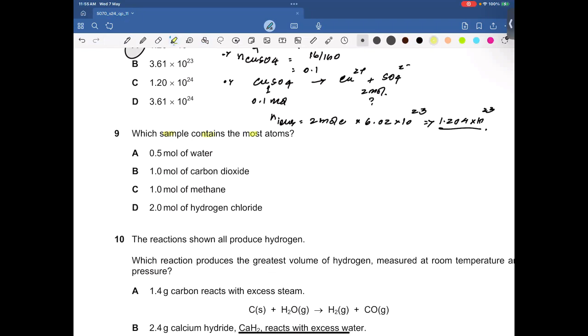Which sample contains the most atoms? Most atoms. This is water. It has 2 hydrogen atoms and 1 oxygen atom. ये 1 मोल है, ये 3 मोल्स हैं. तो अगर आपके पास ये 0.5 मोल है, तो ये कितना होगा? 0.5 times 3 is going to be 1.5 mole. 1.5 moles of atoms.